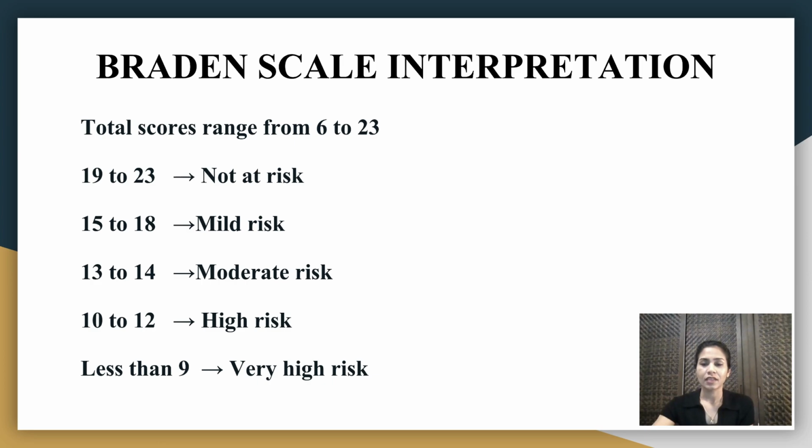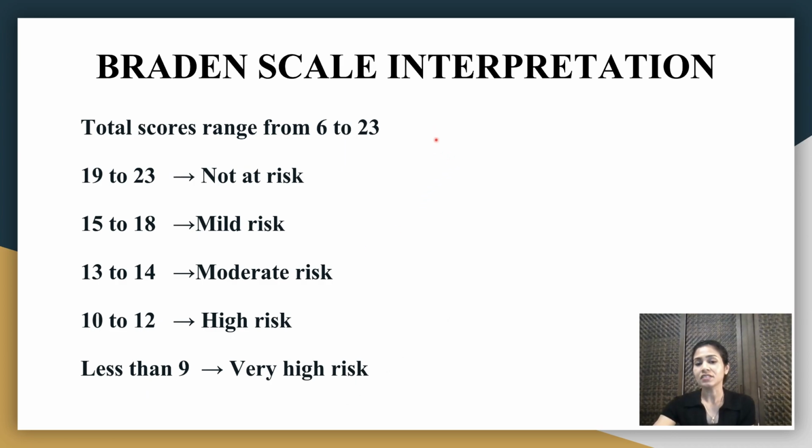Here is the Braden scale interpretation. So the total score ranges from 6 to 23. The minimum score is 1 for each component, I said, and the total components are 6. So totally 6, that is the minimum score, and the maximum score is 23. For all the 5 components, the maximum score is 4, so totally 20, plus the last 6th component, the maximum score is 3. So 20 plus 3, 23. So the total score ranges from 6 to 23.